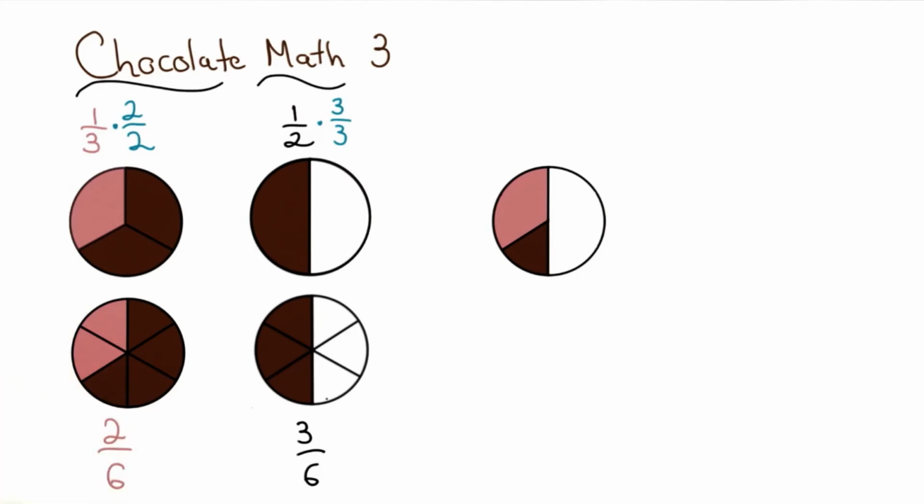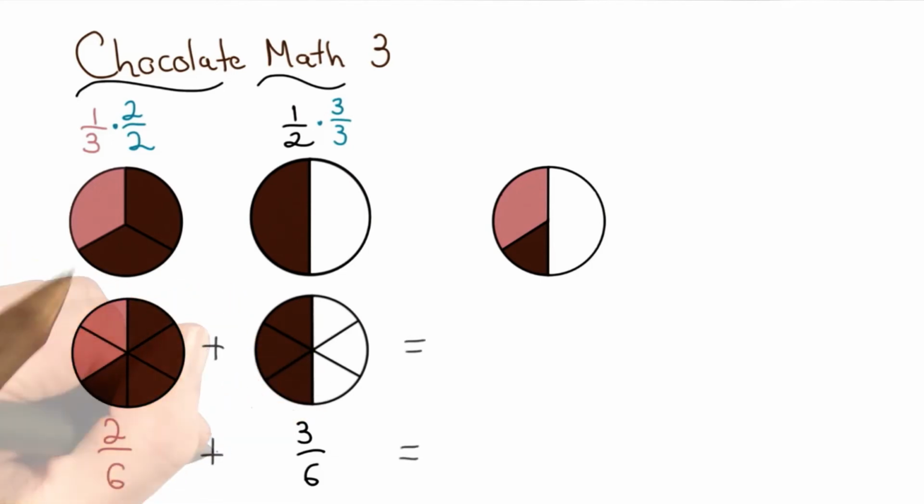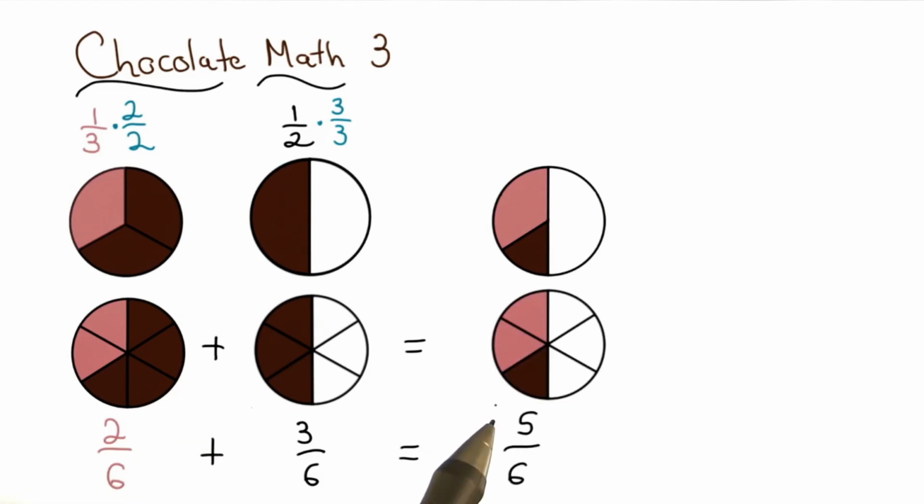Now I can just add my 6ths together. I have the same size pieces, so I can just count them up. I can see that 2/6 and 3/6 altogether makes 5/6. And here's what it would look like on one cake. I have half of it covered in vanilla icing and a third of it covered in strawberry icing.